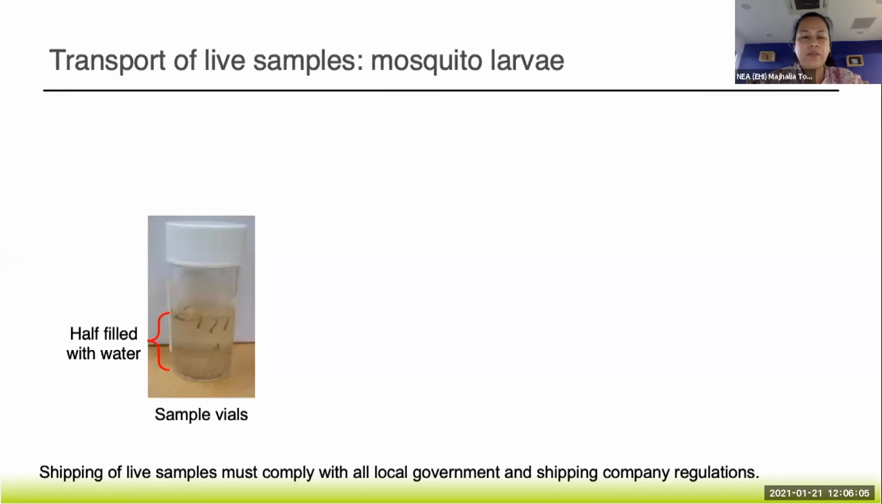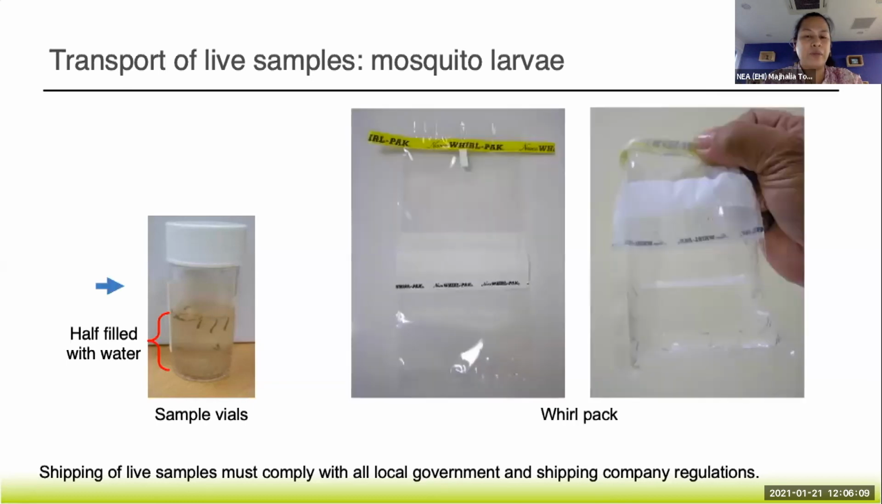And aside from sample vials, which is what we use here, you can also use the Whirl Pack or plastic container. But again, just put water up to about half. So for the Whirl Pack, they actually put a white line there, up to where you can just put your water samples.